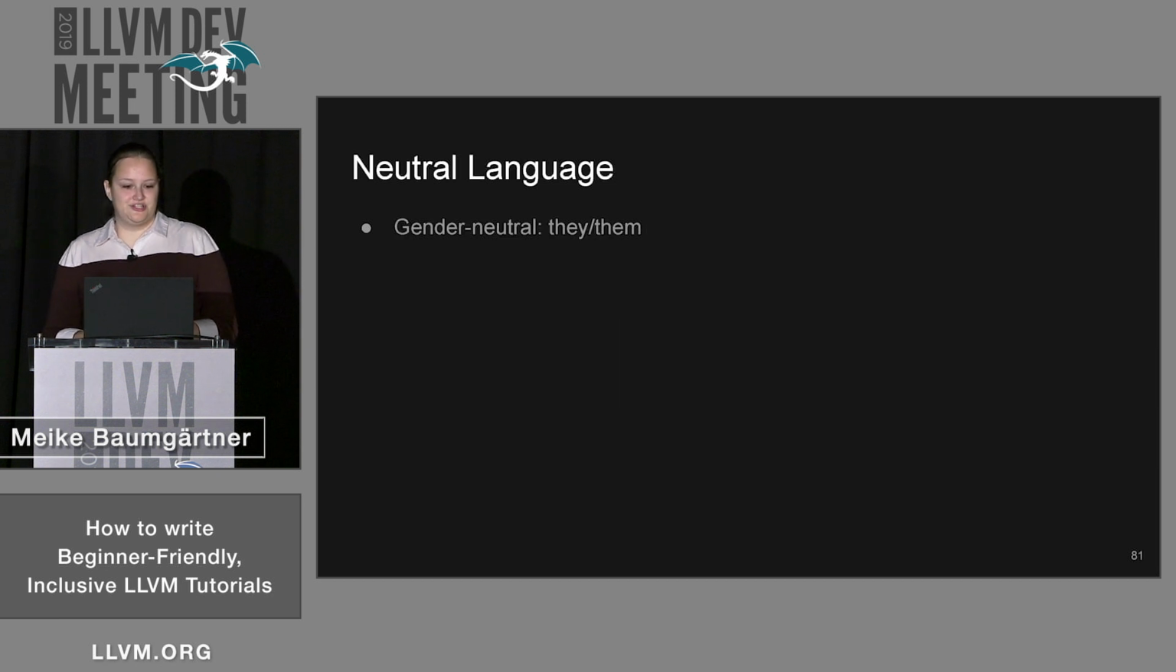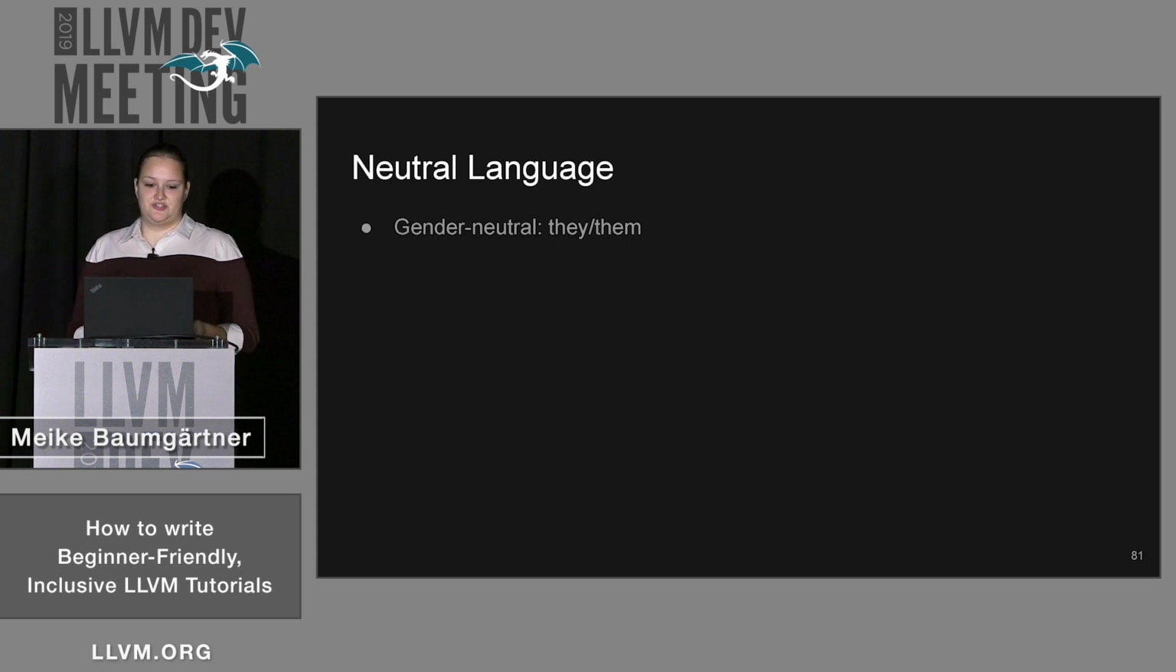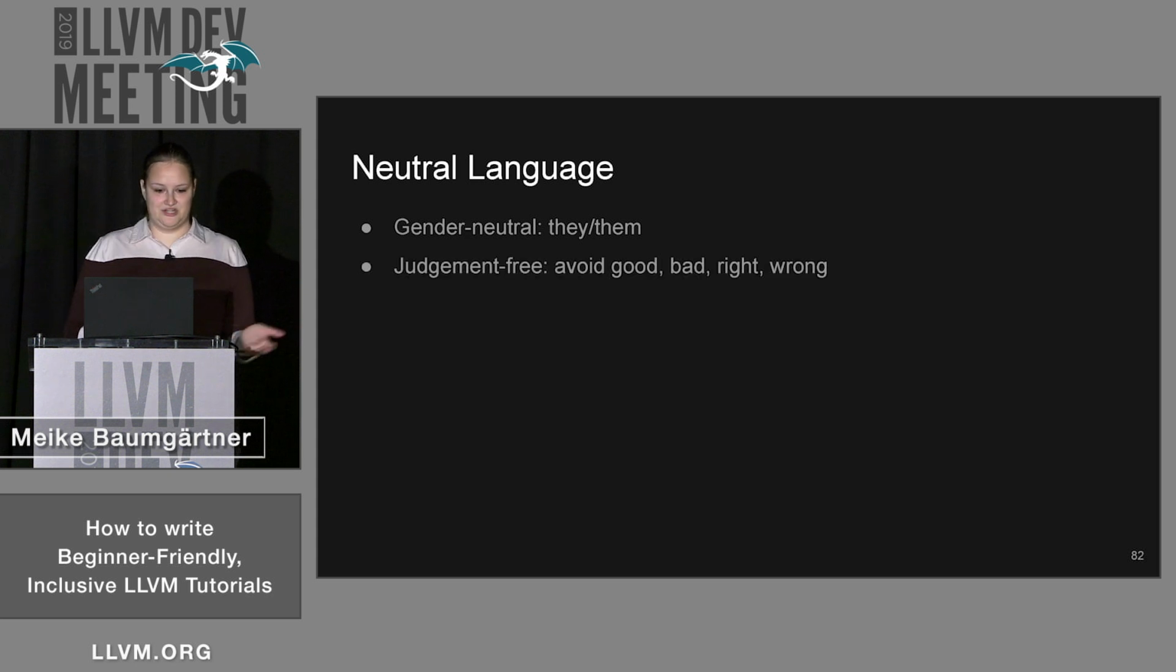Next up, neutral language. And neutral can mean a lot of things. I'll just use some examples. Use gender neutral language. If you want to refer to a specific person, use they, them. Don't assume gender. Be judgment-free. Avoid good, bad, right, wrong, because likely people will have done some things that are in the bad and wrong category, and they will feel judged.